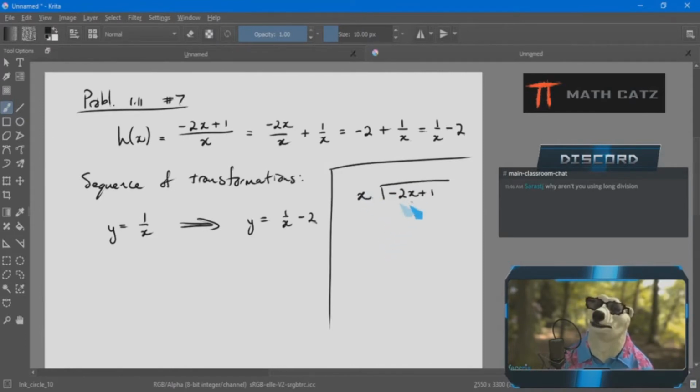Long division says, compare the leading terms. Negative 2x divided by x, negative 2. Negative 2 then times the divisor, which is just x, is negative 2x, which I take away. Negative 2x minus negative 2x is nothing. The 1 comes down. That's my remainder. It's exactly the same as this version.